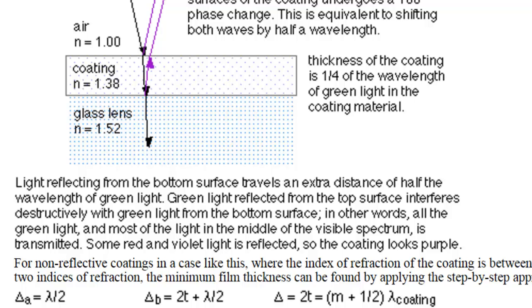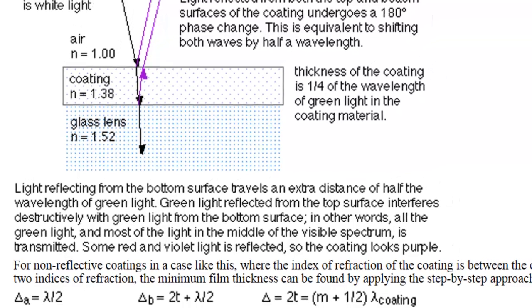So using the same diagram, but changing our coating to 1.38 instead of 1.5, and our glass to something a bit bigger, 1.5, instead of the water before, which was 1.3, we can have a look at it. So light reflecting from the bottom surface travels an extra distance of half a wavelength of green light. Green light is reflected from the top surface and interferes destructively with the green light from the bottom surface. So in other words, all the green light and most of the light in the middle of the visible spectrum is transmitted, but some of the red and violet light is reflected, so a coating would look a bit purple.